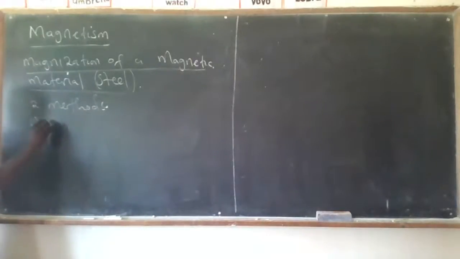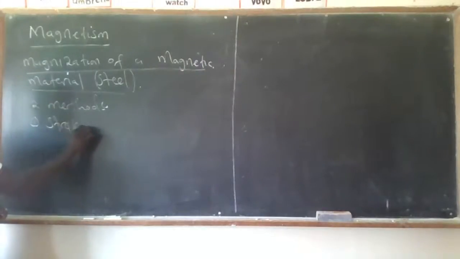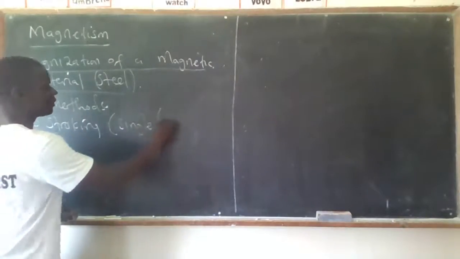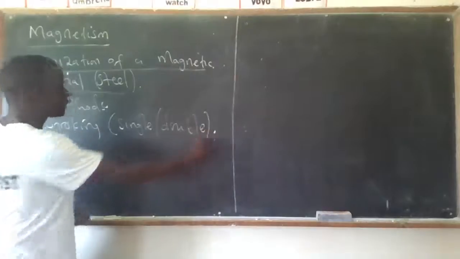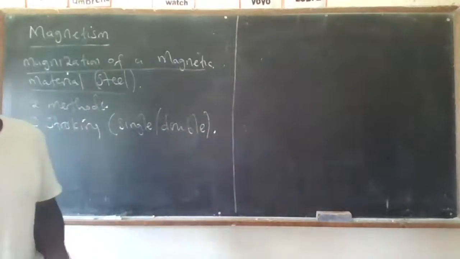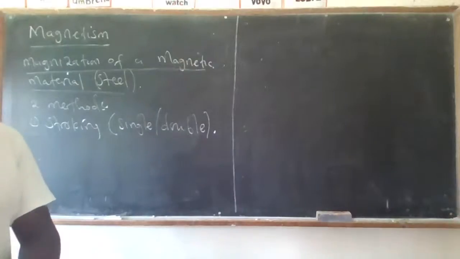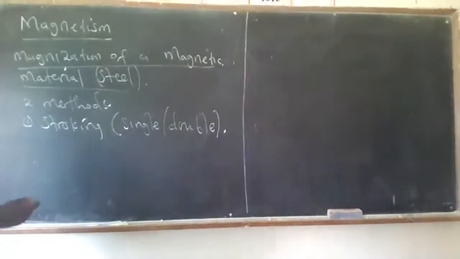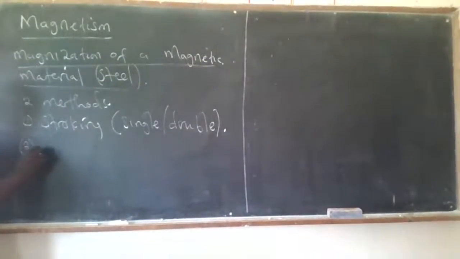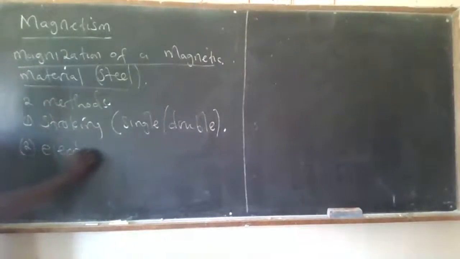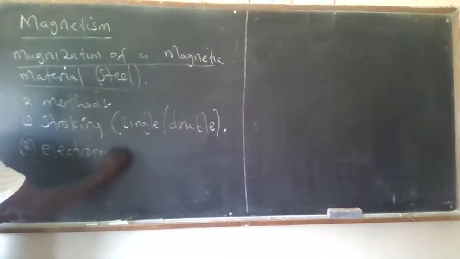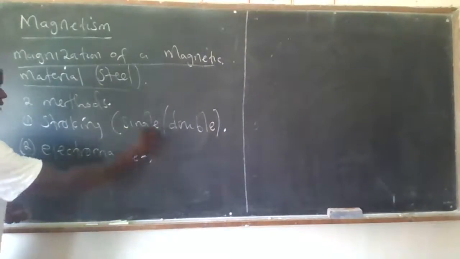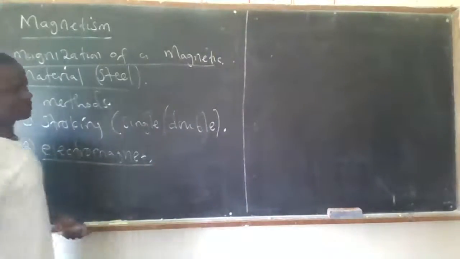The first method is called stroking. Now this stroking can be a single stroking or we can have double stroking. That's the first method that we looked at, and I didn't go much into it. Then the other method is called electromagnet. So that is what we'll be looking at today.